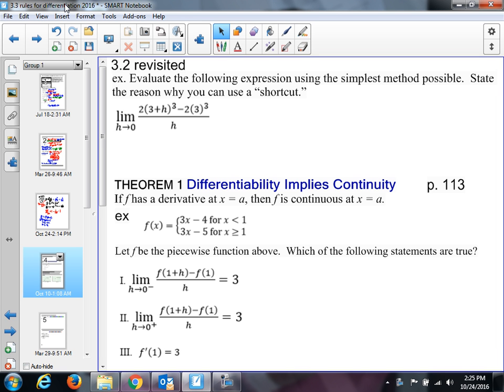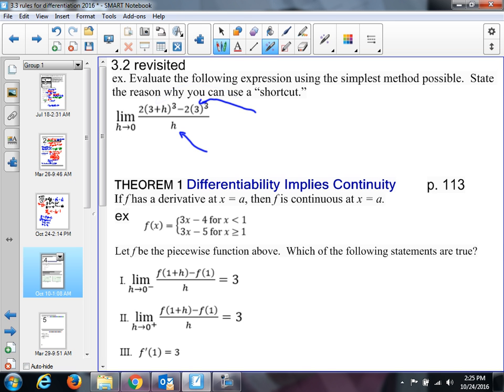So, away we go. 3.2 revisited. Now this is from 3.2, a few things. First of all, evaluate the following expression using the simplest method possible. State the reason why you can use a shortcut. I look at this expression, I see the limit of h approaching 0, and then 2 times (3 plus h) all cubed, minus 2 times 3 cubed, all over h.